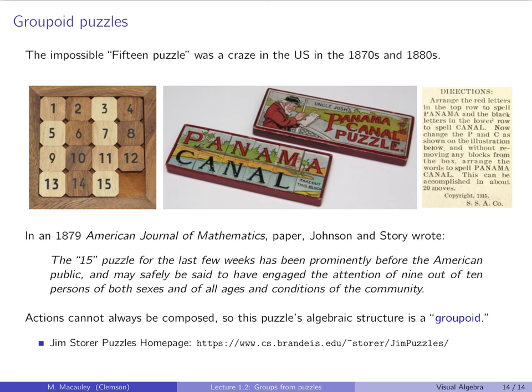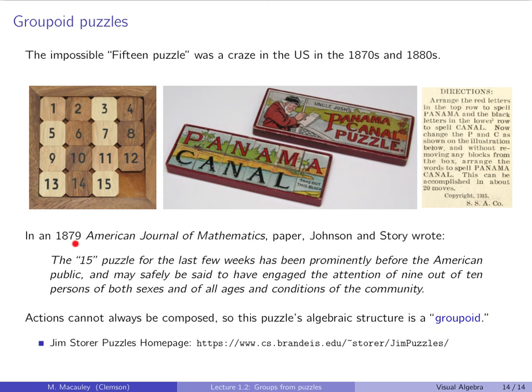two of these numbers were swapped. I forget if it was 1 and 2 or 14 and 15. It doesn't make a difference, but the goal is to return the puzzle to the original state. And this is impossible, and this has been mathematically proven because it has something to do with the parity of the permutation. You can only realize even permutations on this board, and swapping two adjacent blocks is a so-called odd permutation. We'll learn about this in the next section, what permutations are.